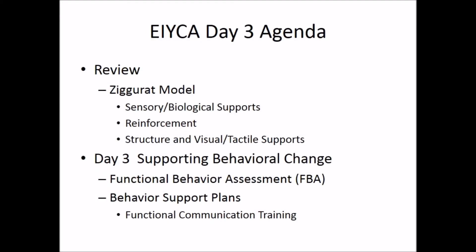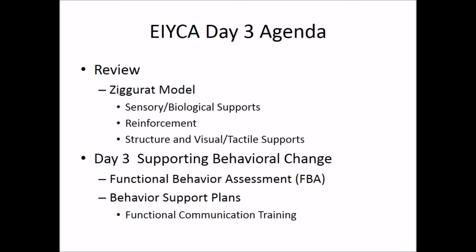You'll remember from our in-person Day 2, we introduced the ziggurat model. This model serves as a framework or template for your individualized implementation strategies. The 5 steps to the ziggurat include Step 1, sensory and biological supports; Step 2, reinforcement; Step 3, structure and visual tactile supports; Step 4, task demands; and finally, Step 5, skills to teach. We looked at the first 3 on Day 2. Remember, each level builds on the next, and addressing each level is essential for successful programming.